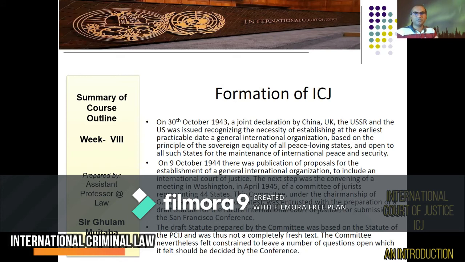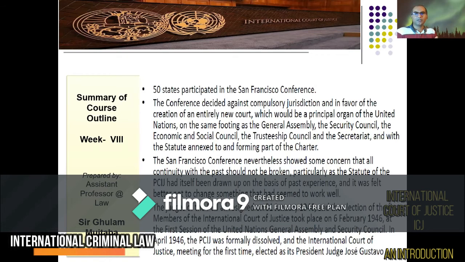The draft statute prepared by the committee was based on the statute of the PCIJ and was therefore not a completely fresh text. The committee nevertheless felt constrained to leave a number of questions open, which it felt should be decided by the conference. 50 states participated in the San Francisco Conference.